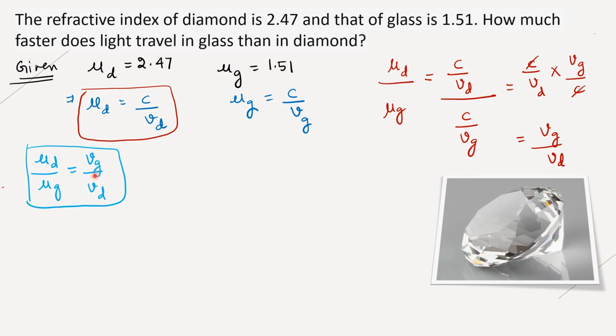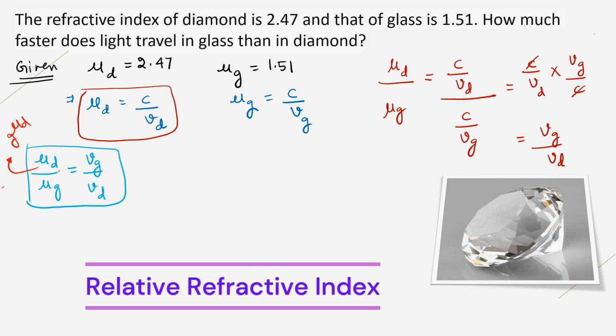Keep that in mind. This term, mu D by mu G, is the refractive index of diamond with respect to glass. And what is this refractive index of diamond with respect to glass? This is called relative refractive index. We will discuss this a little later. So let's complete this question.